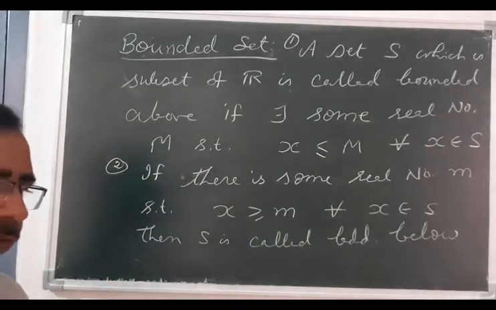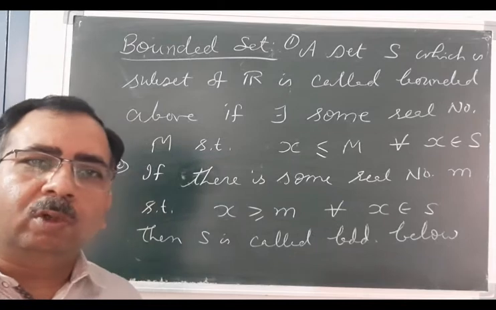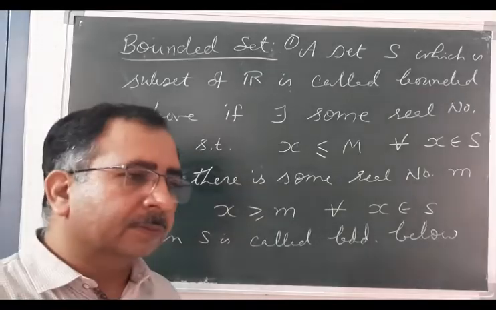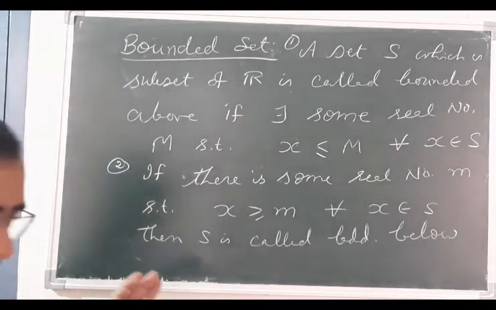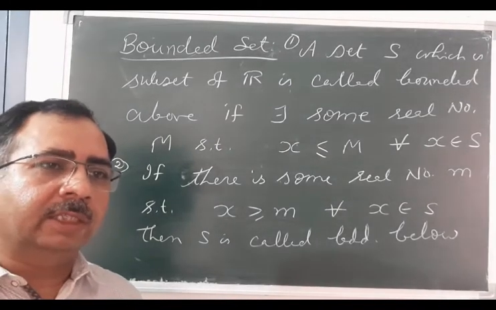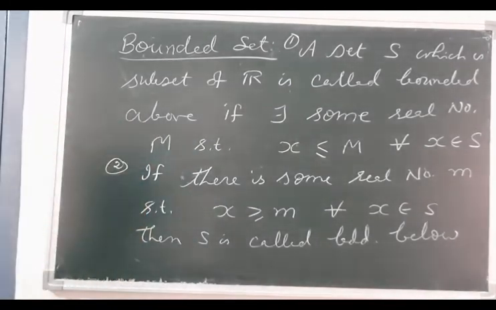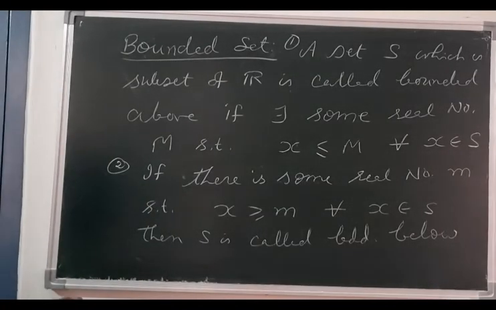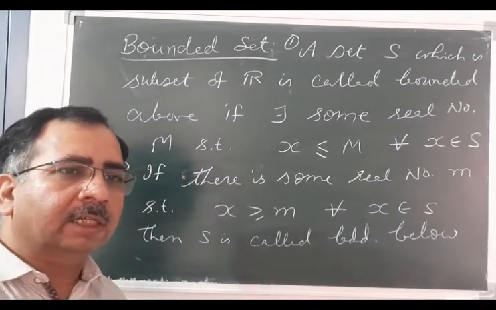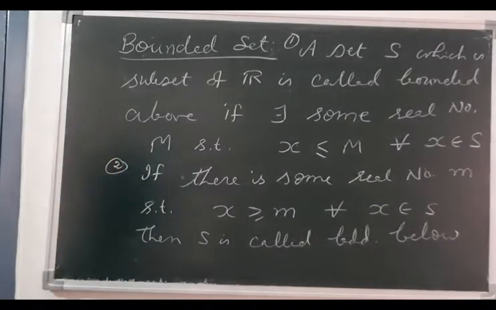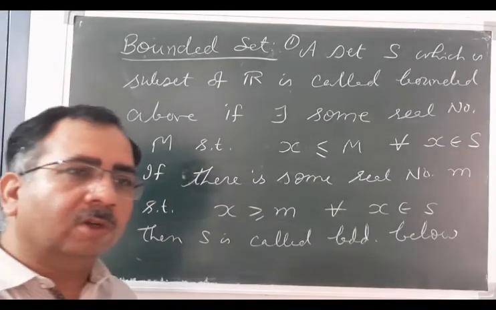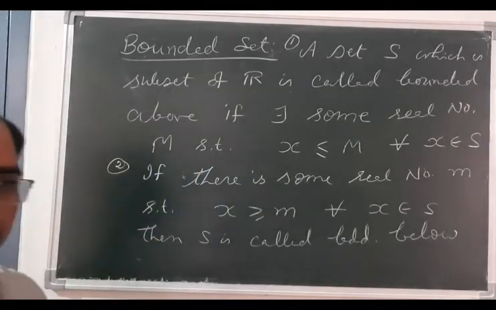equal to 1. Or we can say that the set of natural numbers is bounded below by 0 because every number is greater than 0. All negative integers are bounded above by 0 because every negative integer is less than 0. So if a set is bounded above as well as bounded below, then that set is called a bounded set. So the set of natural numbers is not bounded because it is not bounded above. The set of negative natural numbers is not bounded because it is not bounded below.